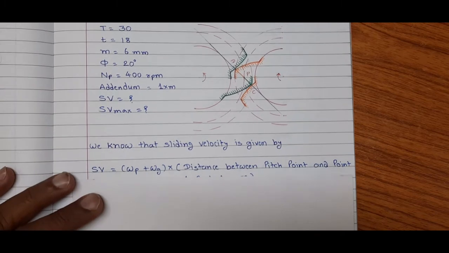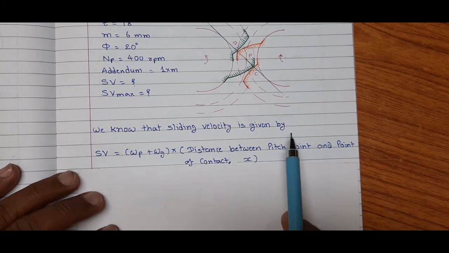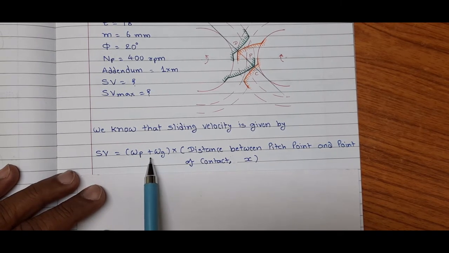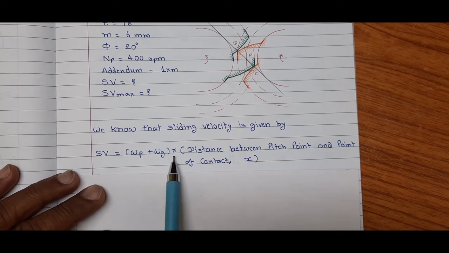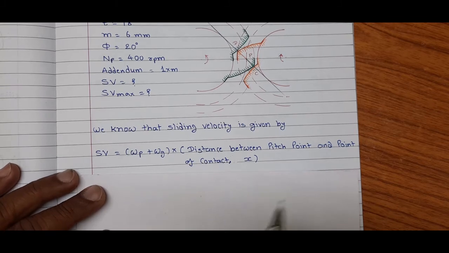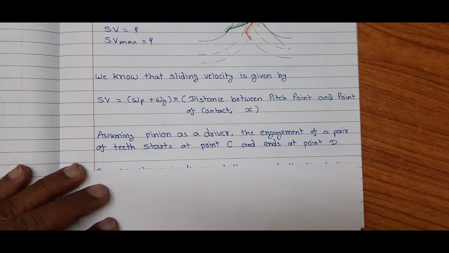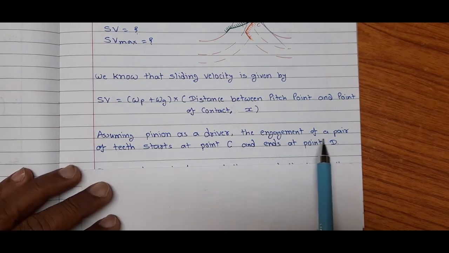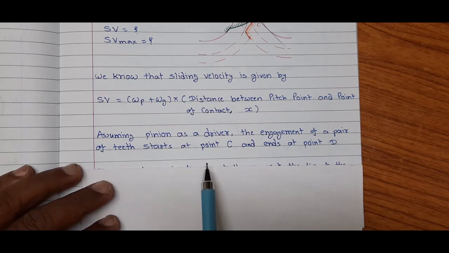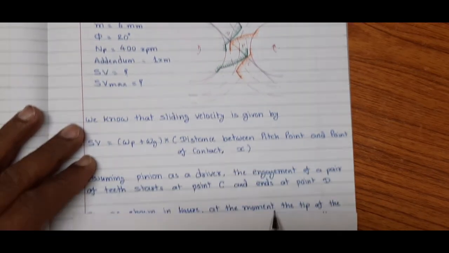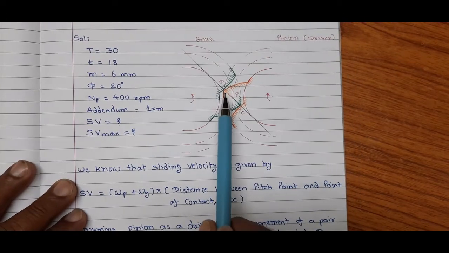Now we know that the sliding velocity is given by SV is equal to angular velocity of pinion plus angular velocity of gear, into the distance between the pitch point and point of contact. Let us say that distance is equal to x. So here, assuming pinion as a driver, as I told, the engagement of the pair of teeth starts at point C, as we have shown in the diagram here, and ends at point D.